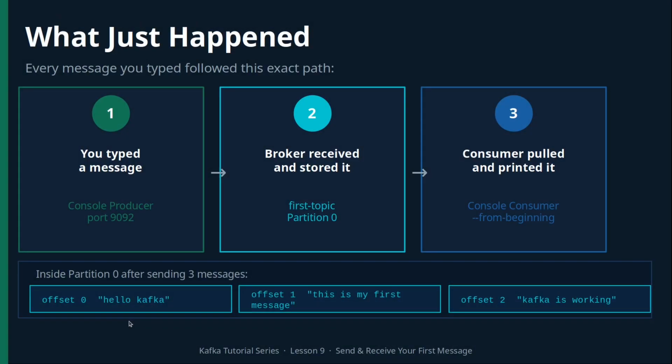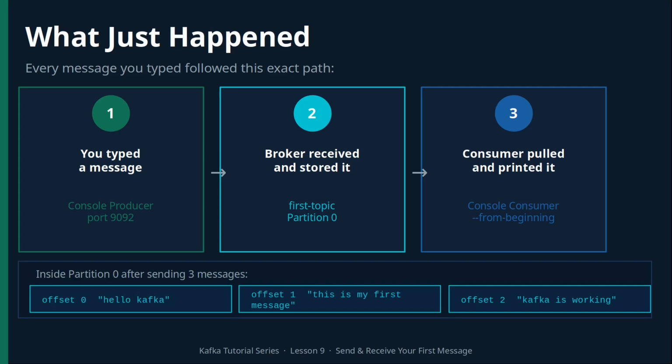Let us walk through exactly what happened to every message you typed. Step 1, you typed a message in the console producer. The producer connected to the broker on port 9092 and sent it. Step 2, the broker received the message and stored it in first topic partition 0 at the next available offset. Offset 0 for the first message, offset 1 for the second, offset 2 for the third. Step 3, the console consumer pulled the messages from the broker. It asked for everything from offset 0. The broker delivered them in order. The consumer printed each one to the terminal.